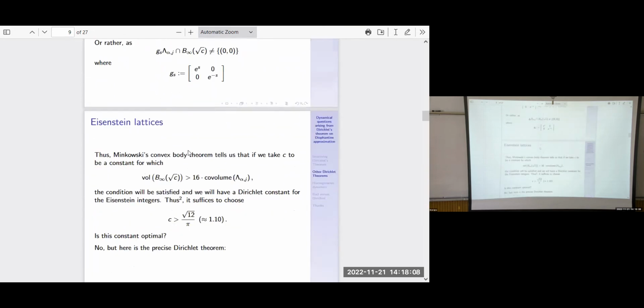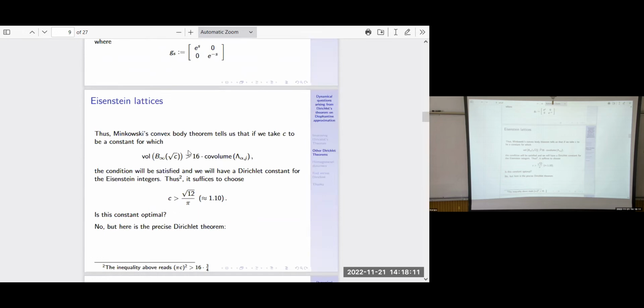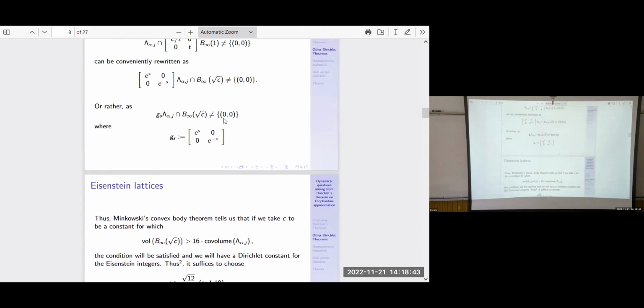Yeah, exactly. Okay, so what Minkowski's convex body theorem says is that if you're in Rn and you have a symmetric convex body of volume greater than 2 to the n, then you have to intersect the standard lattice Zn non-trivially. You can do some change of variables and then see that what it says in this case is that if the volume of the sup norm ball B infinity C is greater than 16 times the covolume of this, then the intersection, this guy, will always be non-empty. So we can always solve Dirichlet's theorem for that constant.